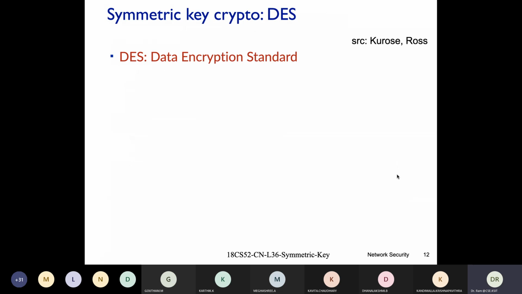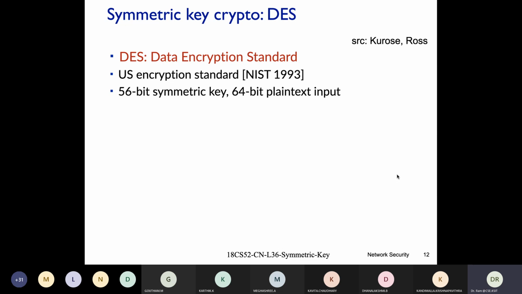So DES, or Data Encryption Standard, was first defined by NIST, the National Institute of Standards, by the US government, and this got implemented for the first time. It actually uses 56-bit keys and converts 64-bit input plain text, meaning 8 bytes are converted using DES, then the next 8 bytes, the next 8 bytes, and so on and so forth.